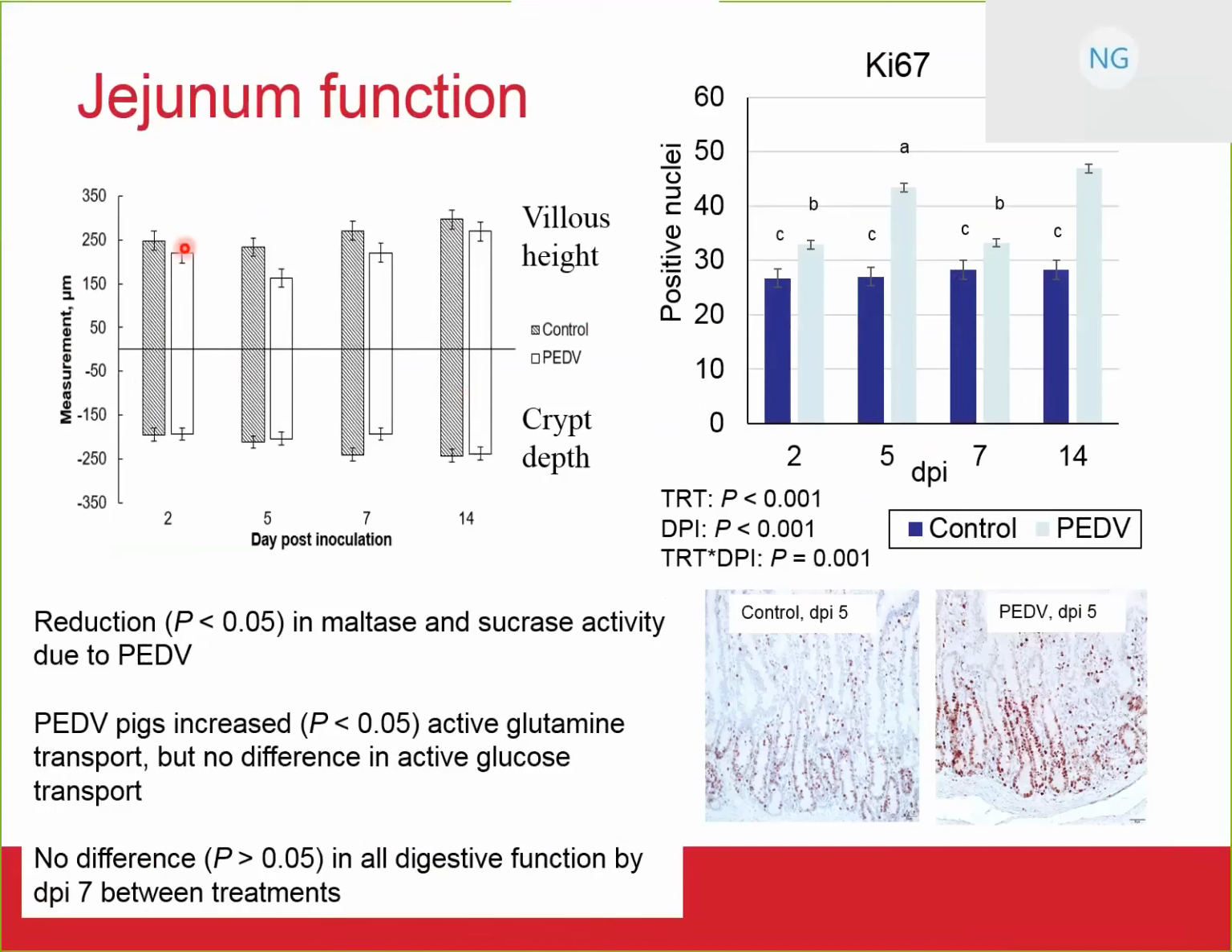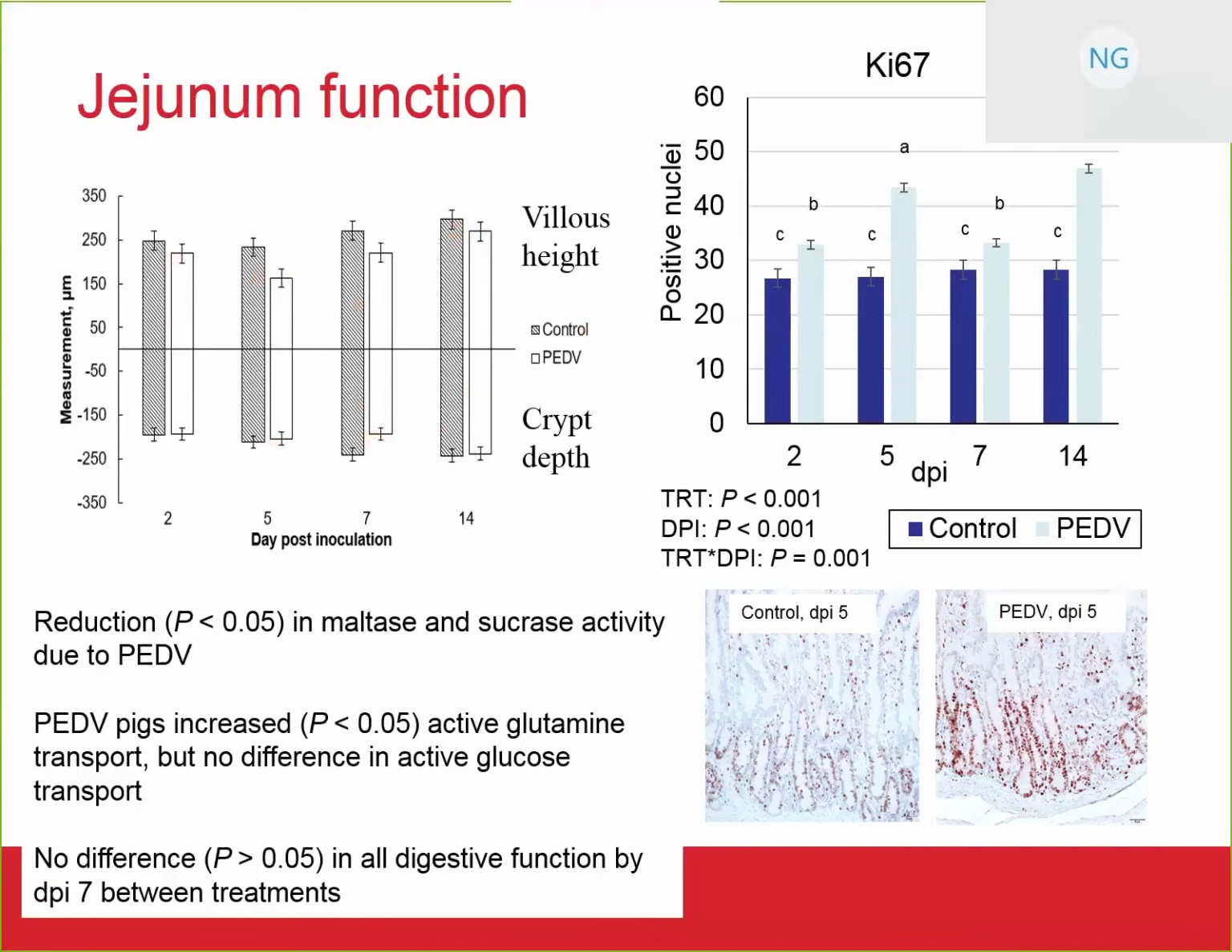In this study, this is really just showing intestinal changes. Over time in these white bars, there's a decrease in villus height, and crypt depth is also changing. But by day 14, villus height is back up to the same level as control. And really that's indicative of stem cell proliferation in the base of the crypts.